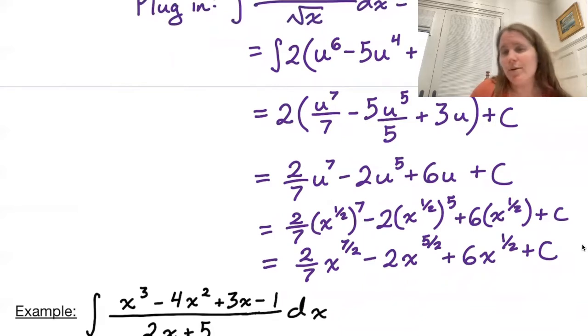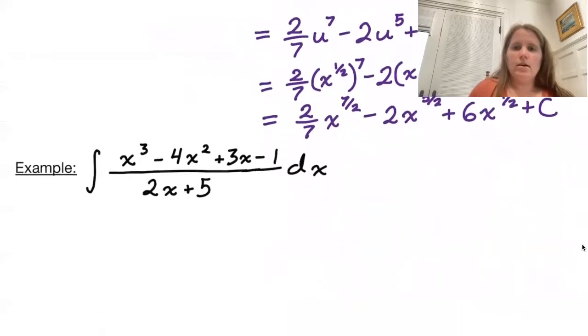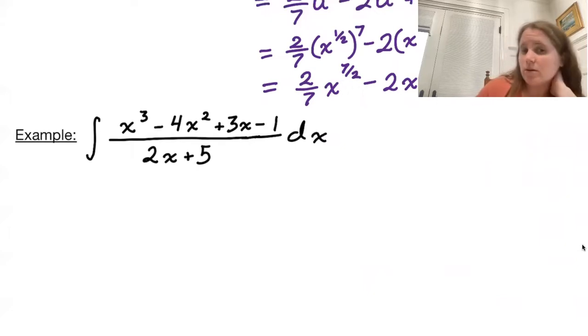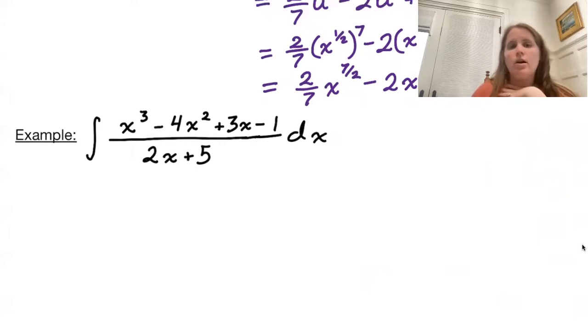But say if we had square root of x plus 3 in the denominator, that would be harder to cancel out, and this technique would be very useful. All right, let's take a look at one more. So let's consider the example integral of x cubed minus 4x squared plus 3x minus 1 all over 2x plus 5 dx. So in this case, we certainly are not in the case that the numerator is a derivative of the denominator.